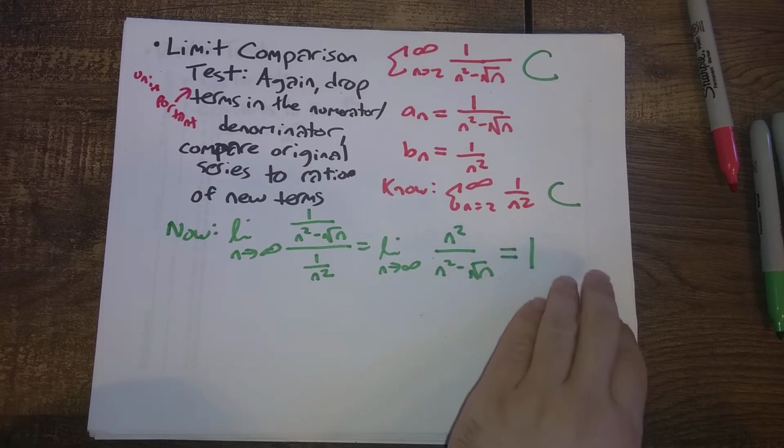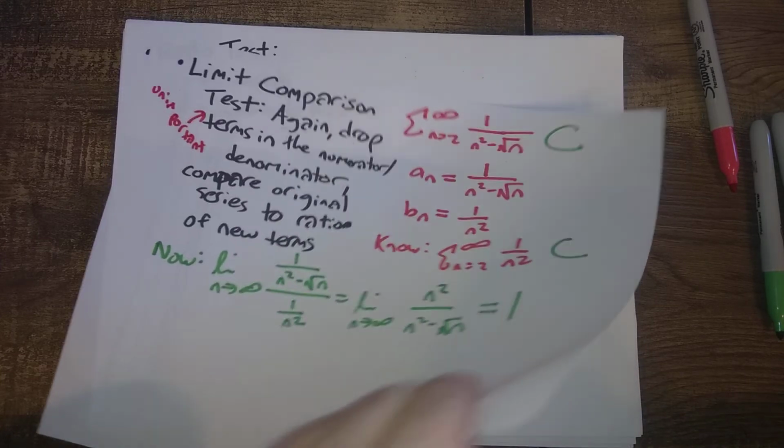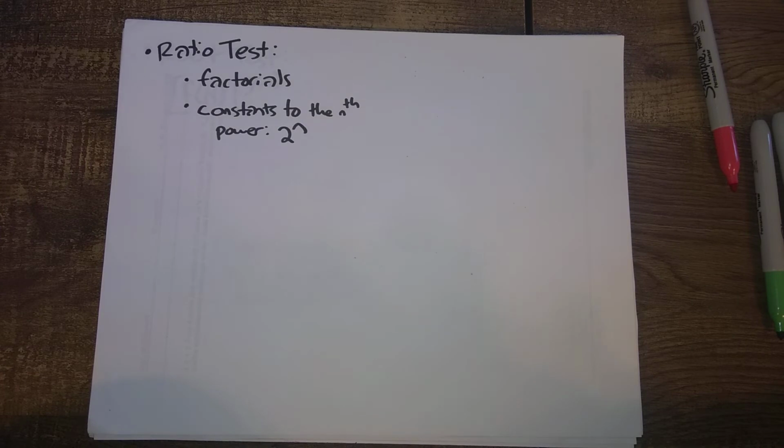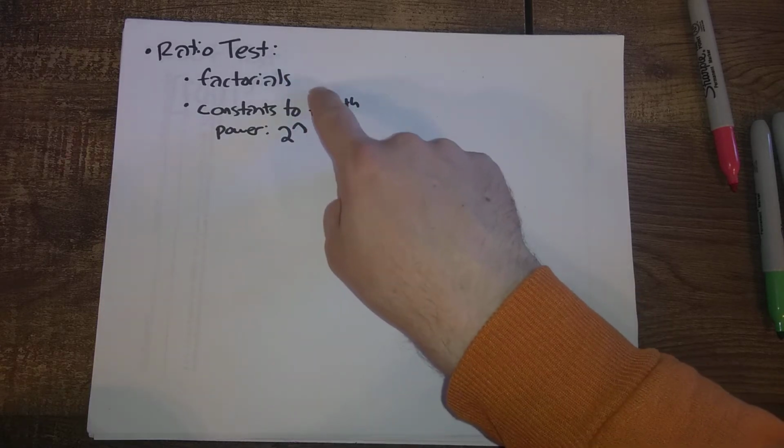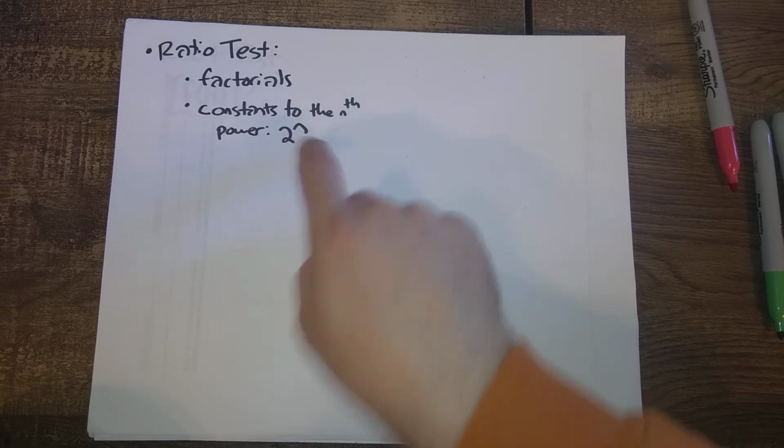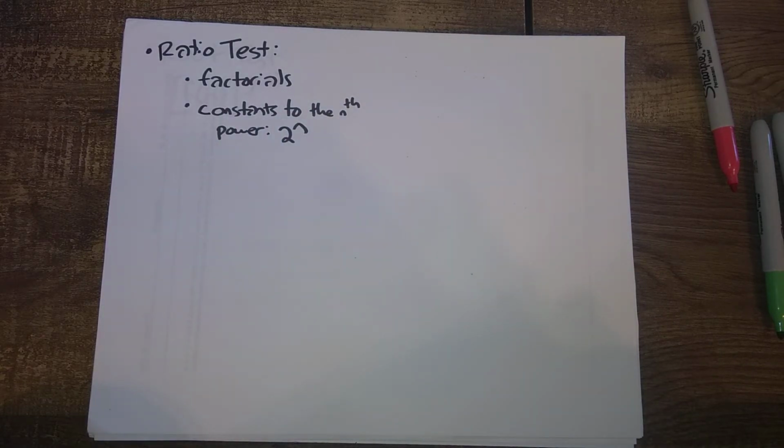Okay, so maybe you don't see how to drop terms to do it, and not everything will be amenable to this kind of test. So some more tests to think about. You can think about the ratio test. Things that should make you think ratio test are factorials and also constants raised to the nth power. So something like 2 to the n, 3 to the n, minus 1/3 to the n. If you see those things, ratio test might be a good idea.